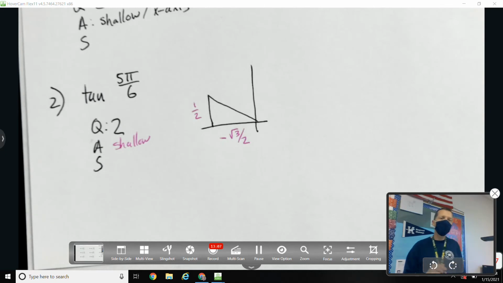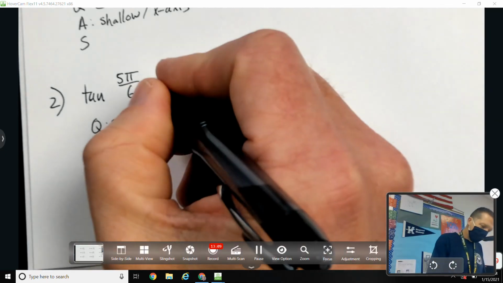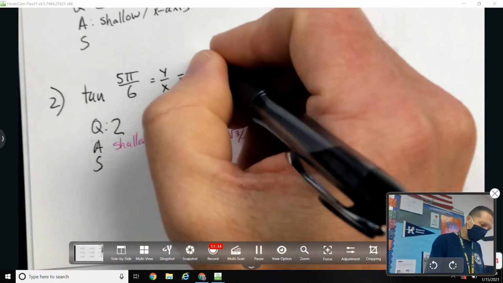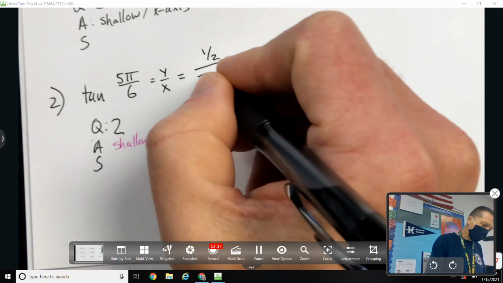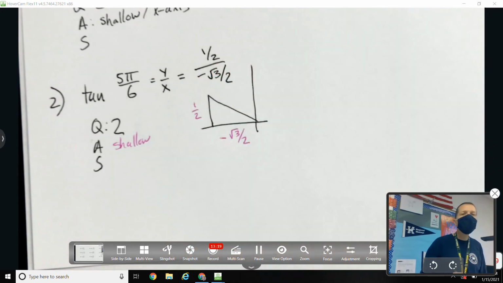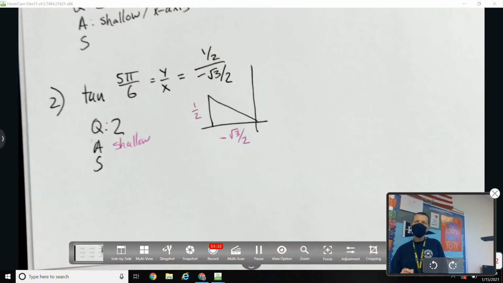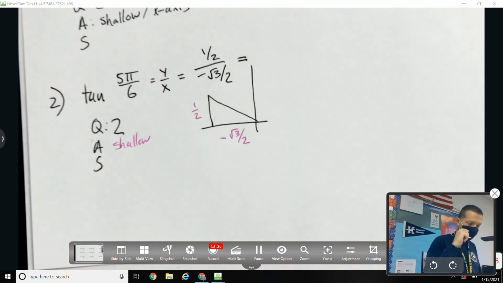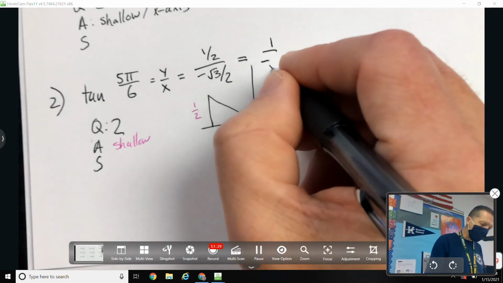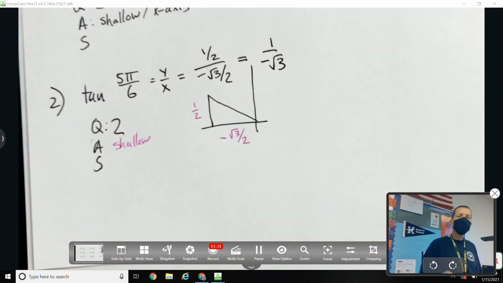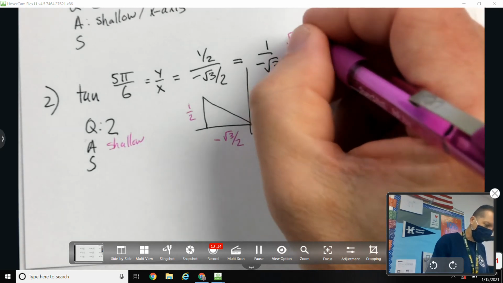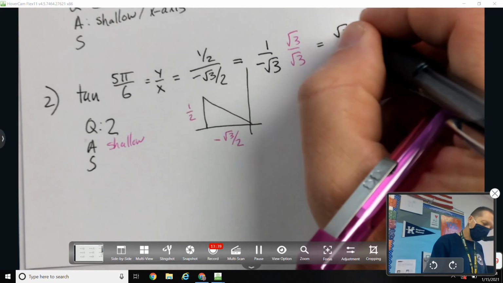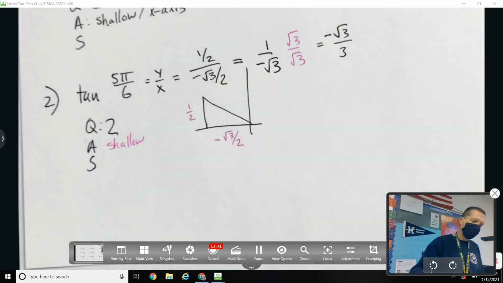Let me be careful here. X is negative. Tangent is y over x. So the y coordinate's 1/2. The x coordinate is negative root 3 over 2. So the 2's can cancel, and that leaves me with 1 over negative square root 3. I don't really like that, but that's an easy fix. So root 3 over 3, and it's negative.